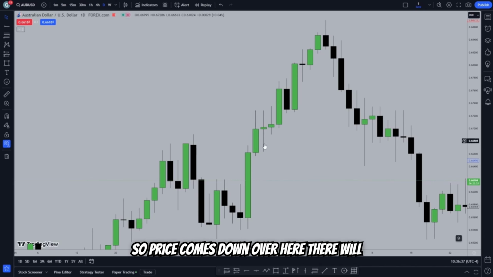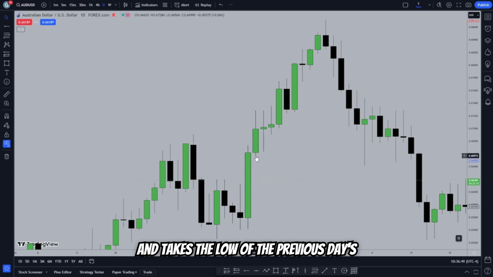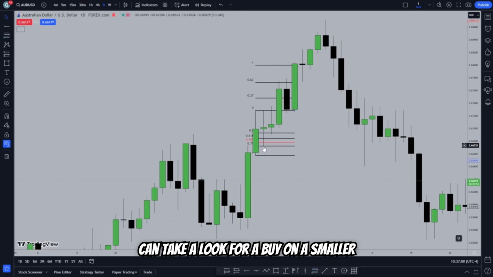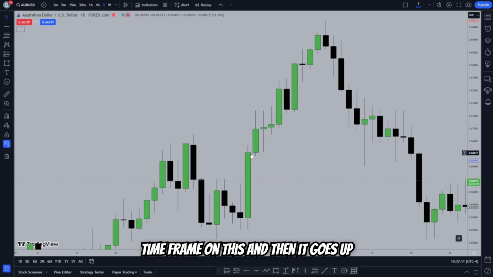Okay, so if price comes down over here, there will be a buy entry, I know for sure. And if your bias is bullish, then this candle should not go and take the low of the previous day's candle. If it goes and takes the low of the previous day's candle, it means stop trading. You got a wrong bias, and then focus on the next day. Now price comes down, and you can take a buy over here because it is coming into a discount zone. Look at over here, it's coming down into a discount zone, so you can look for a buy on a smaller time frame, and then it goes up and takes this high.